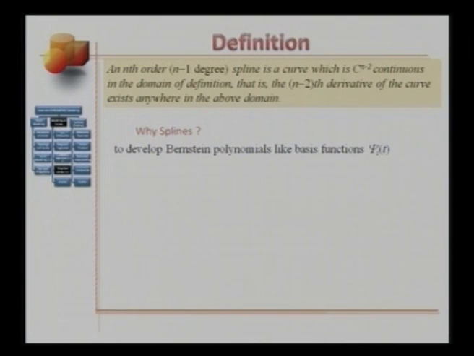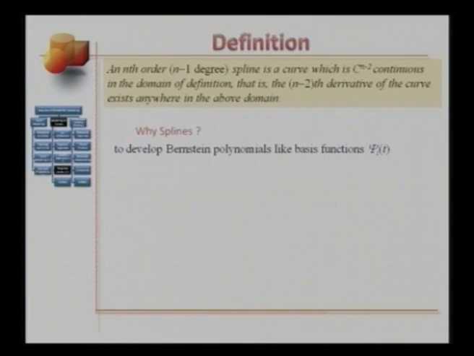Recall our discussion on Bernstein polynomials when we were discussing Bezier segments and composite Bezier curves. We would like to develop basis functions which are very similar to Bernstein polynomials. Let us call those functions psi sub i as a function of parameter t. t here may or may not be restricted to values between 0 and 1.